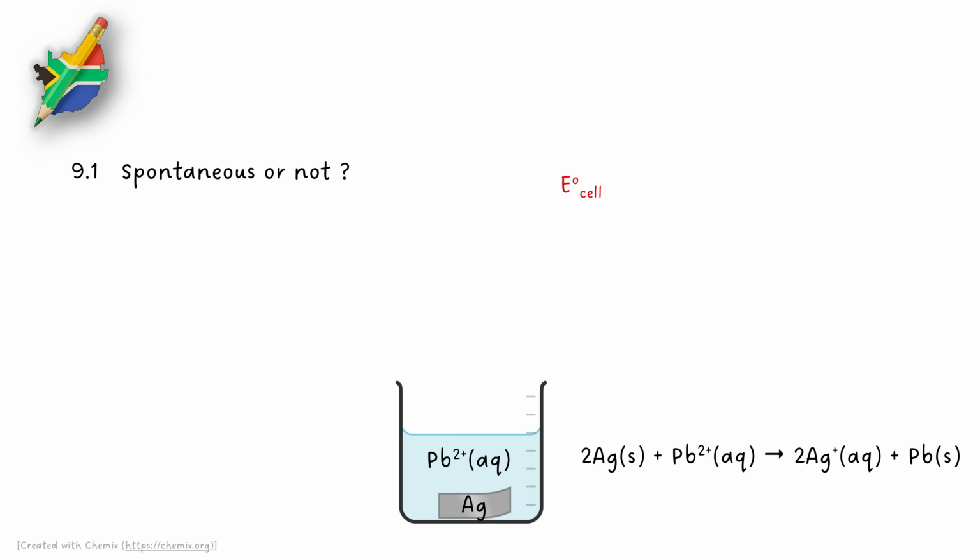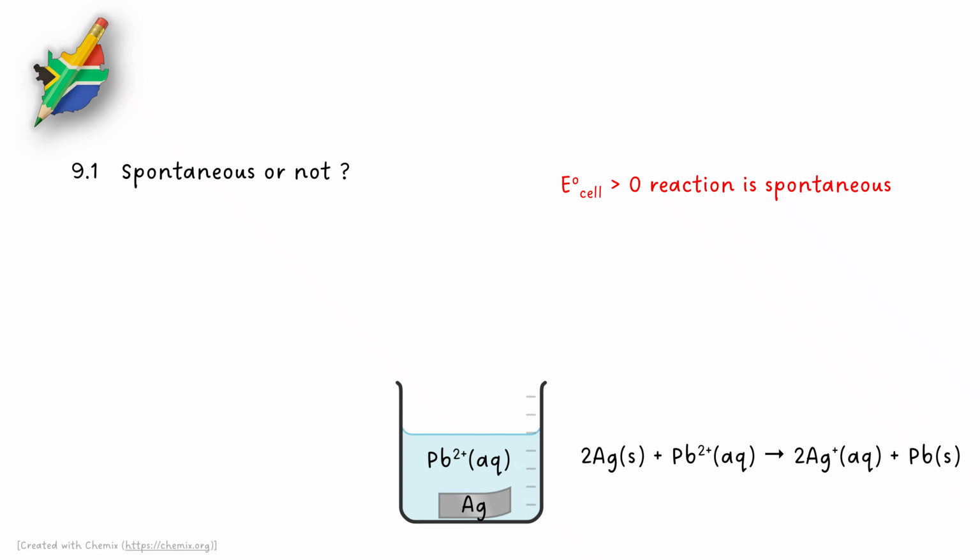To determine if the reaction is spontaneous or not, we need to know the cell potential, E cell. Cell potential, also called cell voltage, is the potential difference between two half cells and is measured in volts. Now, we do not have two half cells here, but we can still use the cell potential to determine the spontaneity of a reaction if we know the oxidation and reduction half equations.